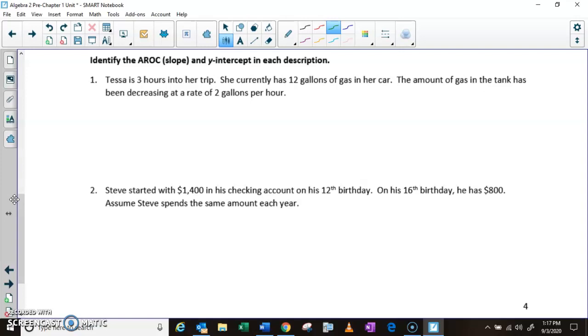So my slope, when I take a look at my problem, we're looking at how much gas has been decreasing out of her tank. So here we have been decreasing at 2 gallons per hour. So my slope has to be represented by a -2 because we are decreasing 2 gallons per hour for my average rate of change.